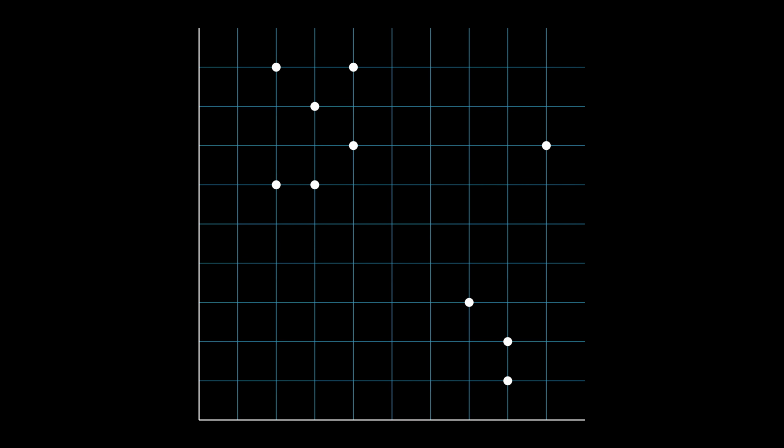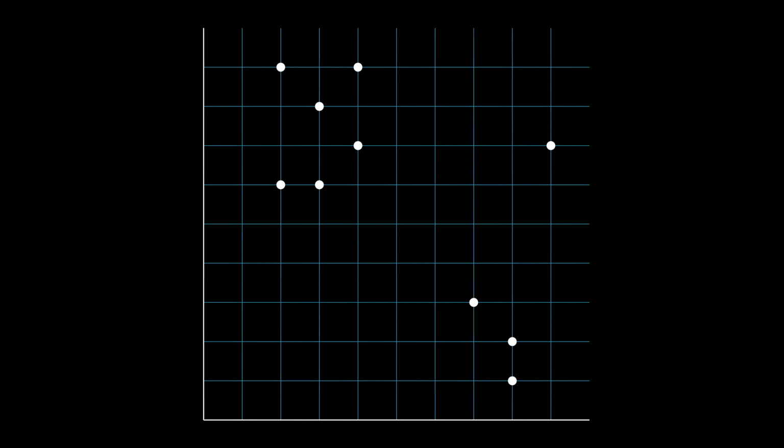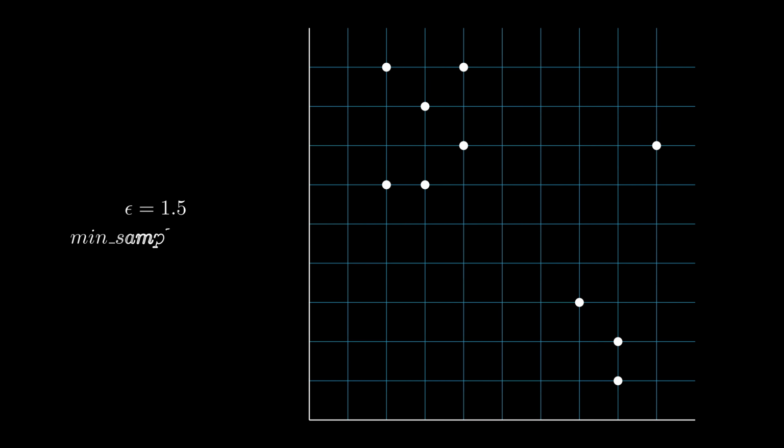Before we go any further, let's talk about the hyperparameters of DBSCAN, epsilon and min samples. Epsilon is the maximum distance used to consider 2 points as neighbors. Min samples is the minimum number of samples required inside the epsilon radius, including the point itself, for it to be considered a core point.